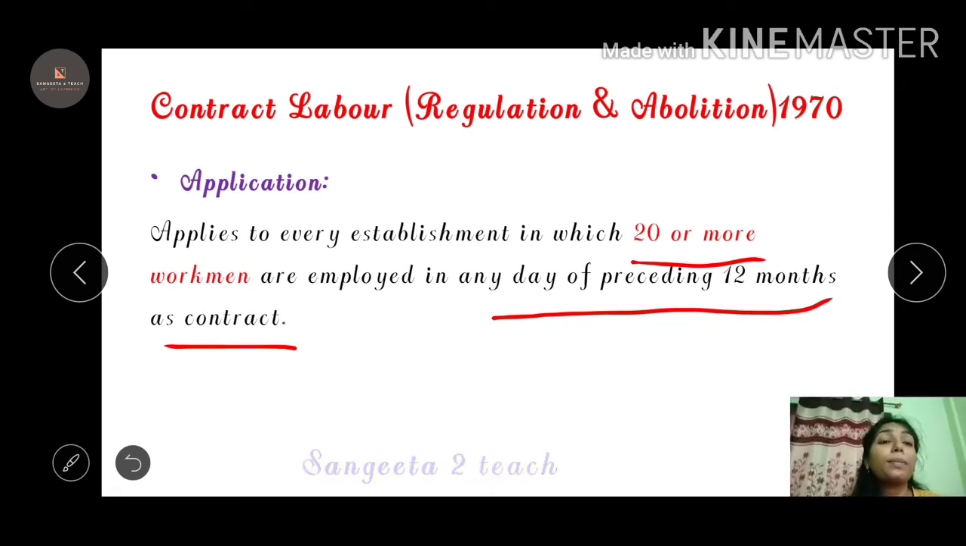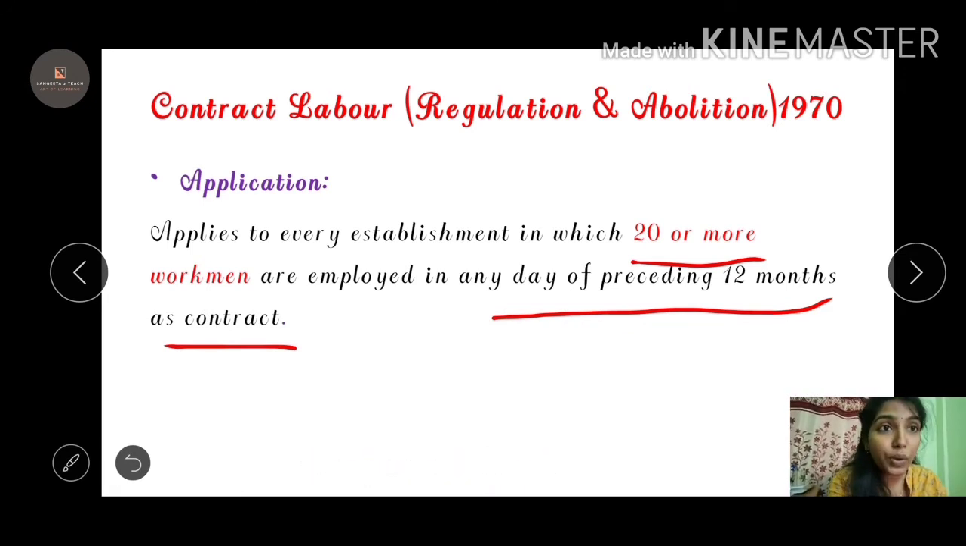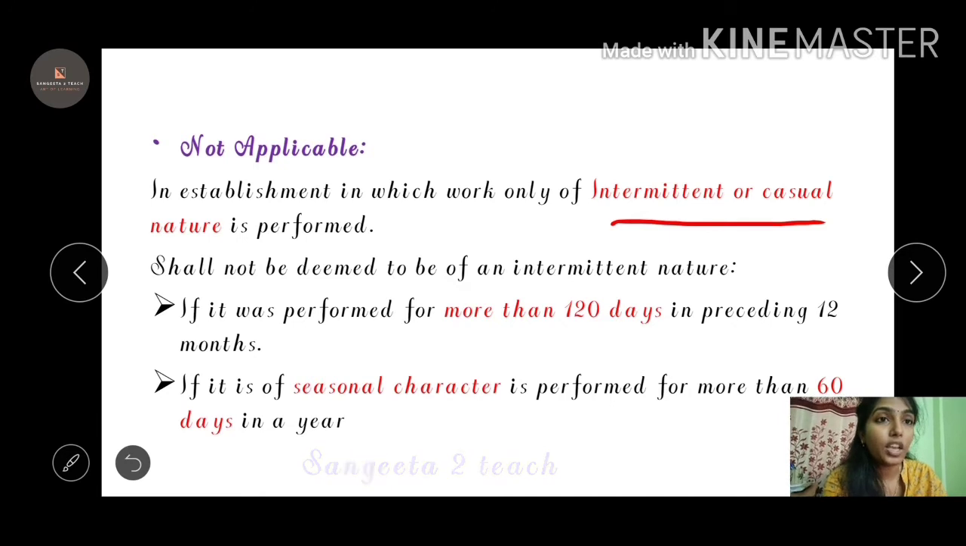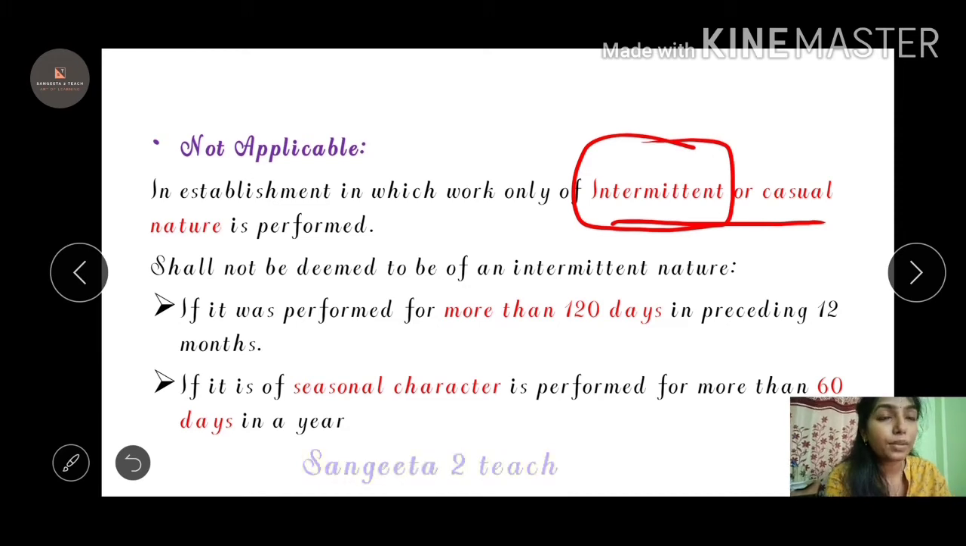Okay, now you understood this is applicable to an establishment where there are 20 or more workmen who have joined the company on any day of the preceding 12 months as contract labor. Now we'll discuss where it is not applicable. It is not applicable in an establishment in which the work is only of an intermittent or casual nature. You should remember this keyword, intermittent. The word intermittent means irregular or not continuous in process. So it is not applicable in that particular establishment where the work is intermittent or casual in nature.